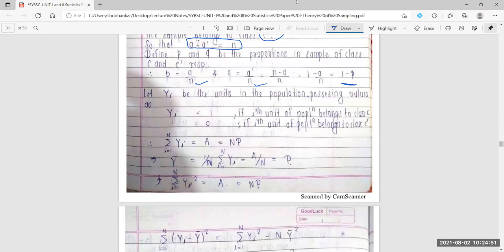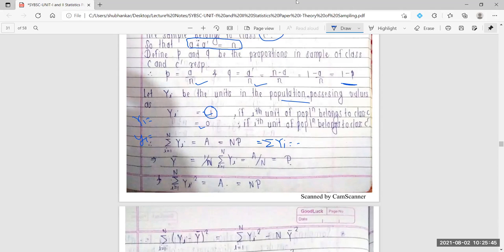Okay, so here also you can write capital Yi as units belonging in the population, and small yi as the units belonging in the sample. These are indicator functions. An indicator function can take only two values, 1 or 0. So Yi is equal to 1 means the ith unit of the population belongs to class C, and 0 if the ith unit of the population belongs to class C complement. Therefore if we take summation yi, it represents the number of ones.